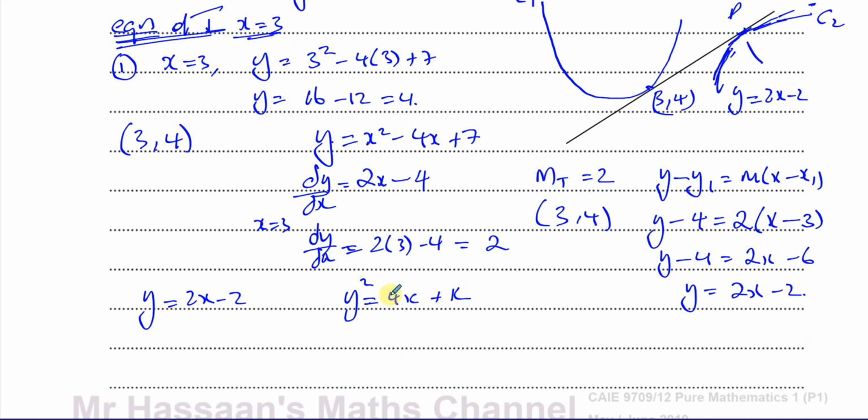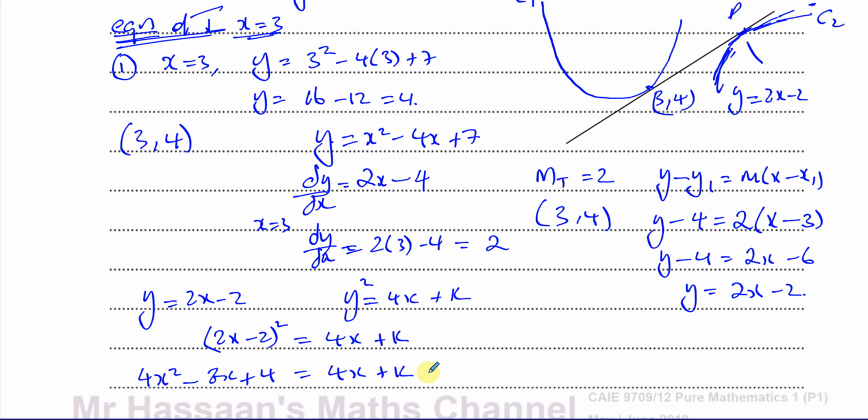To solve it simultaneously, we can substitute one equation into the other. If I take y, which is equal to 2x minus 2, and replace the y here, I will get (2x minus 2) squared equals 4x plus k. I can square this bracket, which will give me 4x squared. Remember, you square the first term, then multiply the two terms together and double it: 2x times minus 2 is minus 4x, doubled is minus 8x. Then you square the last term, which gives plus 4. That's equal to 4x plus k.